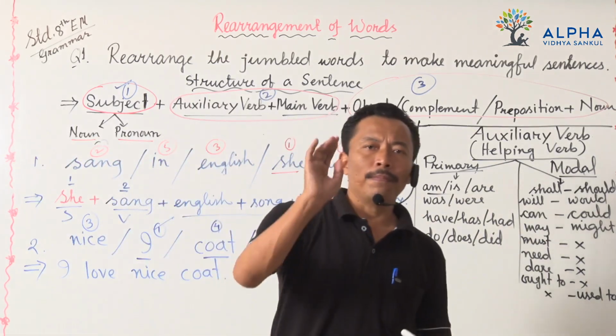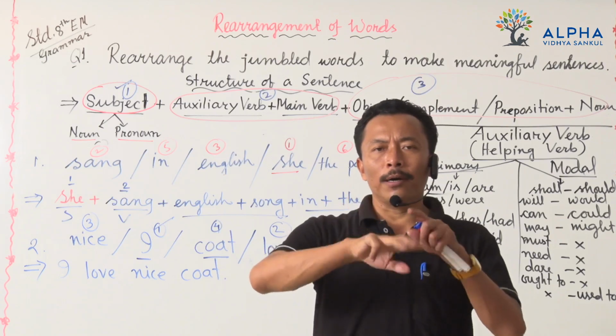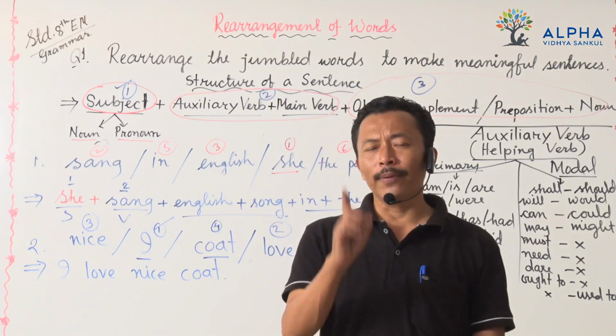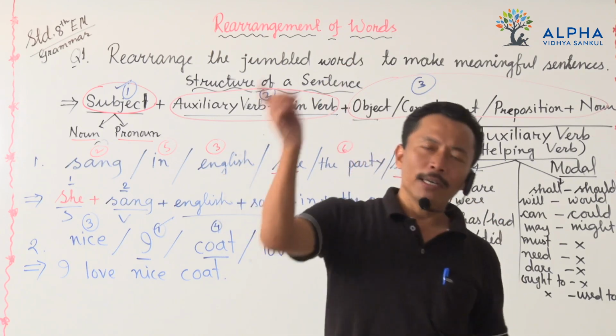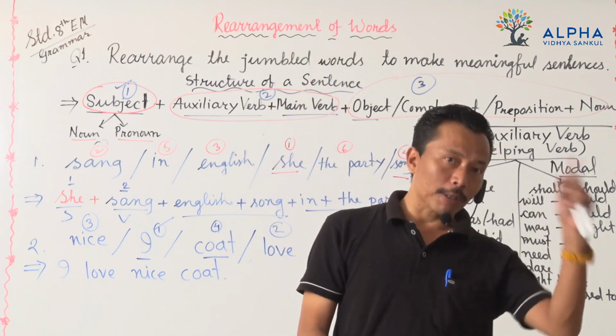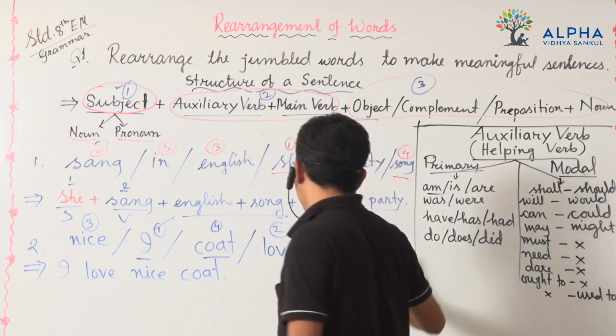So the most important thing is the subject. In the beginning there will be the subject. After the subject, verb. After the verb, object or complement. That is very important.